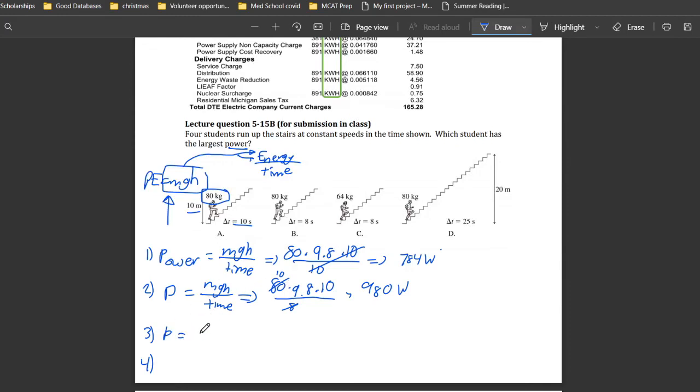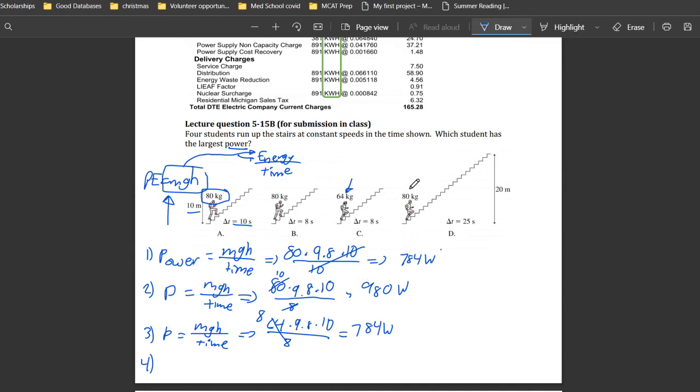So we have power is equal to mgh over time. Now we see that mass has decreased, but time is equal to the time scenario in part B. So when we plug everything in, you get 64 times 9.8 times 10, because it's still 10 meters, over 8 seconds. We can simplify this to just 8, because 64 divided by 8 is 8. 8 times 9.8 times 10 is equal to 784. It equals 784 watts. So we know that case 1 and case 3 have the same amount of power.